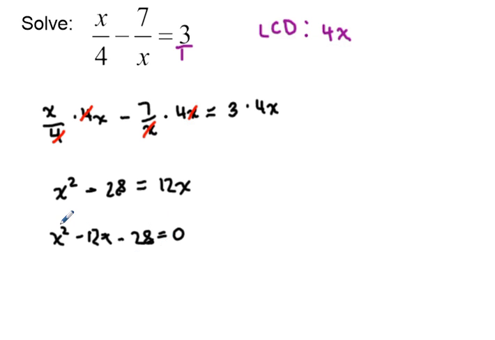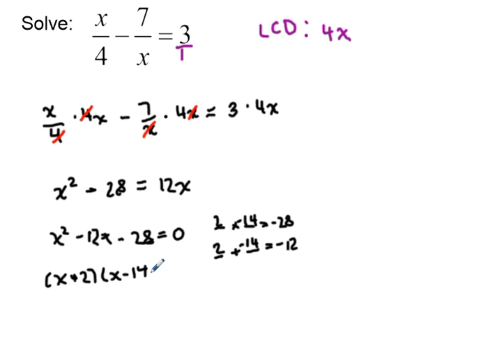So this is a product and sum factoring now. So what I need to know is, I want two numbers that if multiplied together will give me negative 28. But if I add those same numbers, I'm going to get a negative 12. So if we look at that, we're going to have 2 times 14 here and 2 times 14 here. And because the 12 is negative, that would imply that the 14 is negative. So factoring this, I'm going to have x plus 2 and x minus 14 equal to 0.